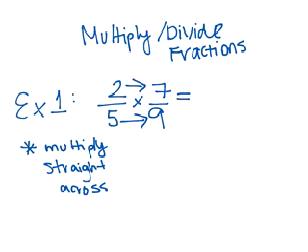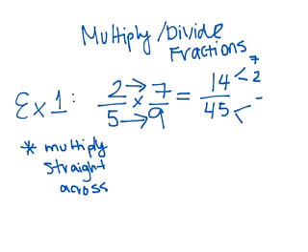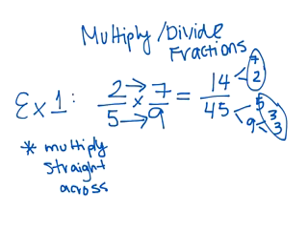So 2 times 7 gives me 14. 5 times 9 gives me 45. I would not stop there because I want to make sure that this is completely simplified. In this case, I'm already looking at factors of 14 is 7 and 2. Factors of 45 is 5 times 9, which is 3 times 3. In this case, since they don't have any of these numbers in common, I know that this is completely simplified, so this would be my answer.